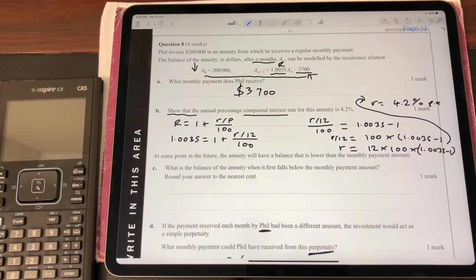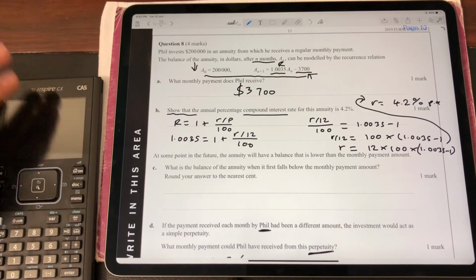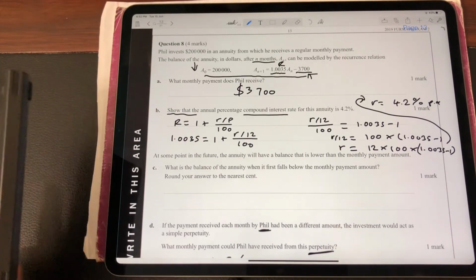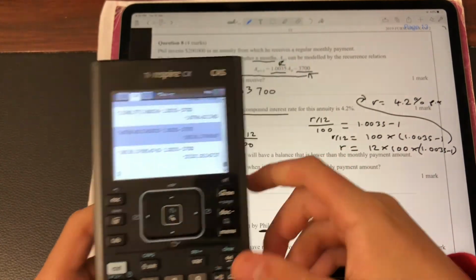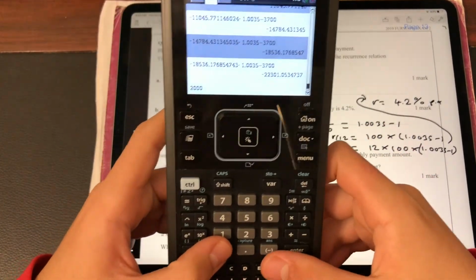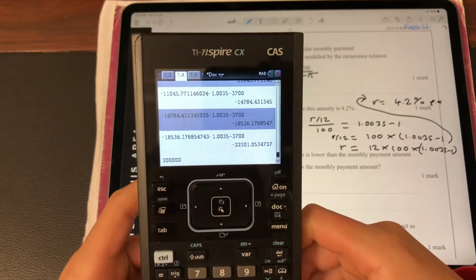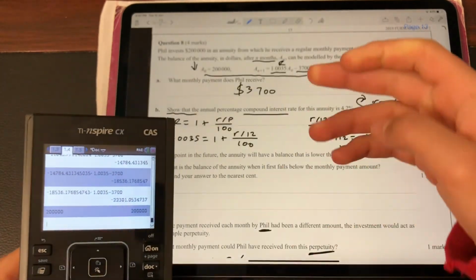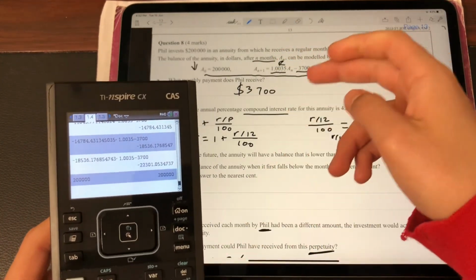8c, at some point in the future the annuity will have a balance that is lower than the monthly payment amount. What is the balance of the annuity when it first falls below the monthly payment amount? Round your answer to the nearest cent. So the way I do this is just with reiteration on your calculator. So I just enter the initial value as 200,000, which is given in the question. Hit enter, and then multiply it by 1.0035.